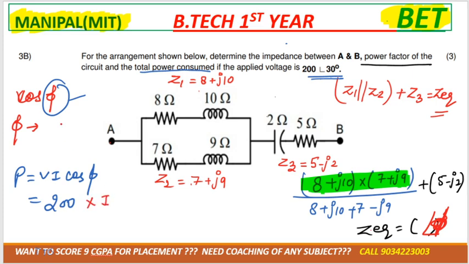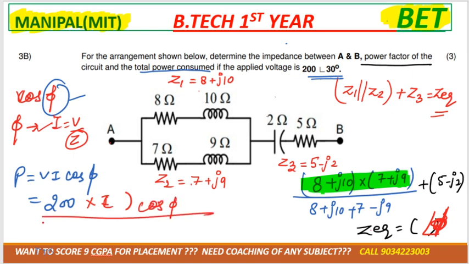Current we can get by the formula V by Z. V they have given, Z you know, so we can get the current. Put the magnitude of the current, and the power factor you already calculated. After substituting, you will get the value for power, and what is the active power unit? Don't forget to mention units. Otherwise the teacher can deduct half marks.